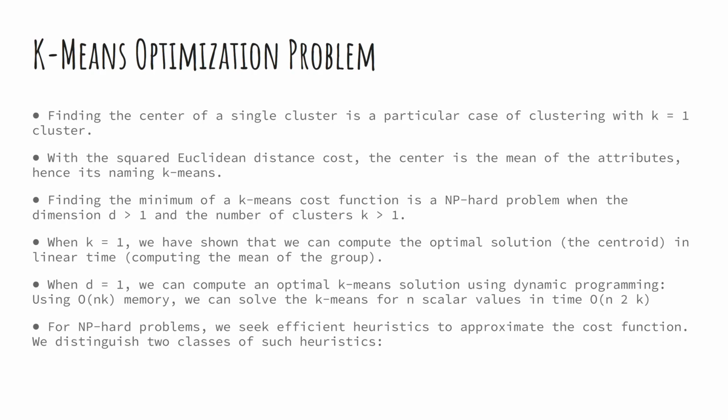When d equals 1, we can compute the optimal k-means solution using dynamic programming. Using O(nk) memory, we can solve k-means for n scalar values in O(n^2 k) time. For NP-hard problems, we seek efficient heuristics to approximate the cost function. We distinguish two classes of such heuristics.